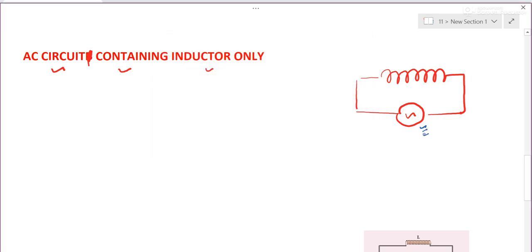You have applied alternating EMF here. So it is E is equal to E naught sin omega t, right? This is what you have applied. So E applied, alternating EMF applied is given by E naught sin omega t. And you know already that if it is an inductor, self-induced EMF will be developed here. So what is that induced EMF equal to?